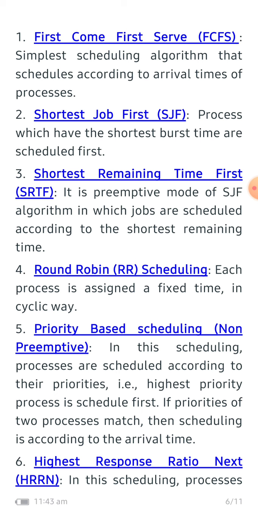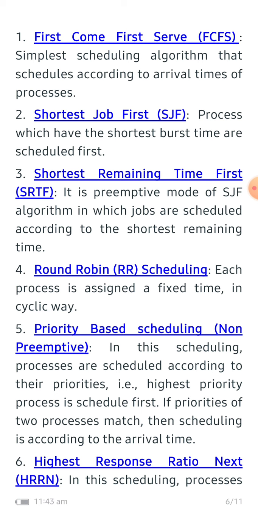Next is round robin scheduling. Each process is assigned a fixed time in a cyclic way. That is called round robin scheduling. Next is priority based scheduling, non-preemptive. In this scheduling, processes are scheduled according to their priorities. That is, the highest priority process is scheduled first. If the priority of two processes match, then scheduling is according to the arrival time. That means priority based scheduling depends upon the priority.